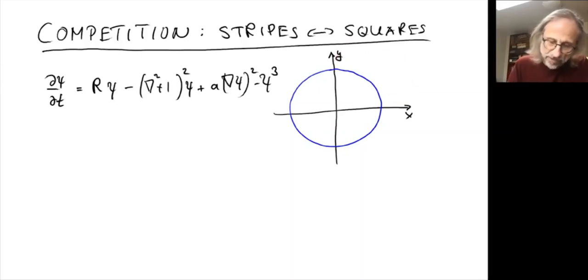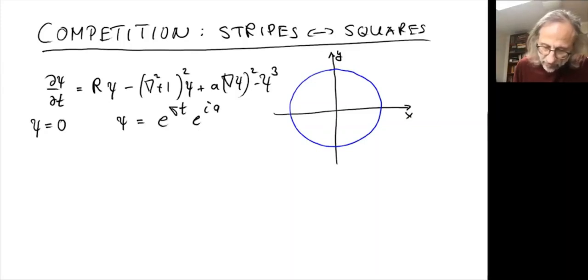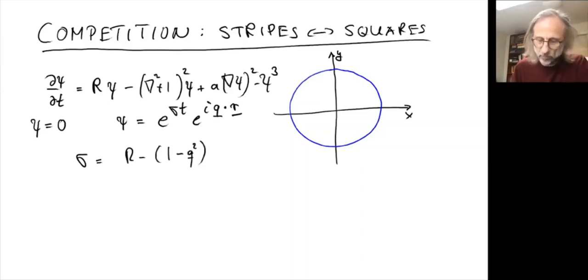And so if you now look at the linear stability of the state psi equals 0, again we linearize around psi equals 0 and make an ansatz: psi is equal to e to the sigma t times e to the i q·x, where now we take a wave vector rather than a wave number. When you plug in, you get again sigma is equal to r minus 1 minus q magnitude squared. And this growth rate does not depend on the orientation of the wave vector, only on its magnitude. So if you look at the wave vector plane, all the different orientations have the same growth rate.